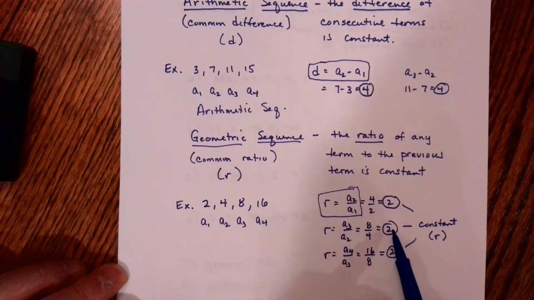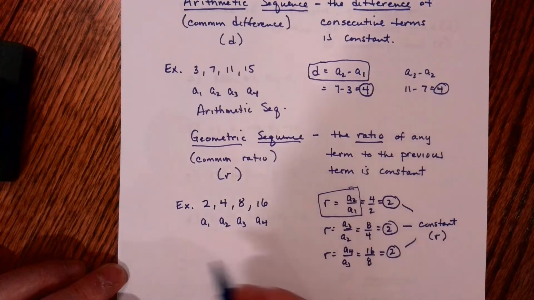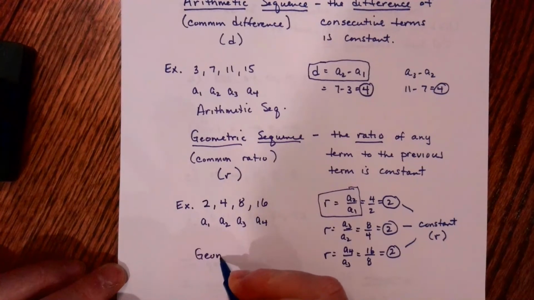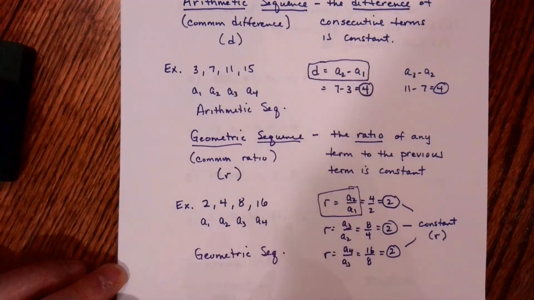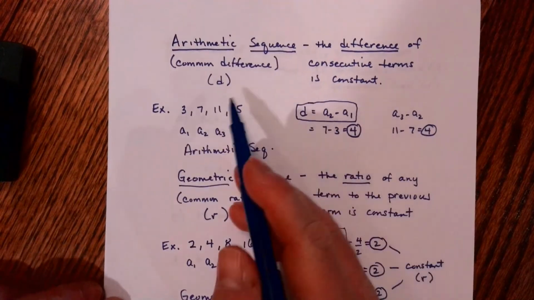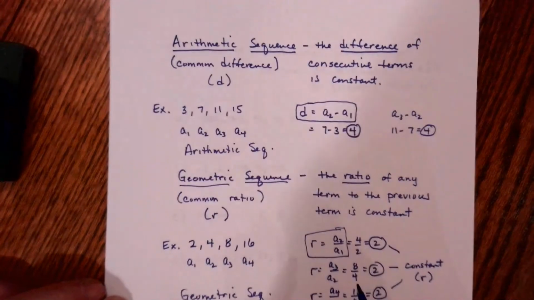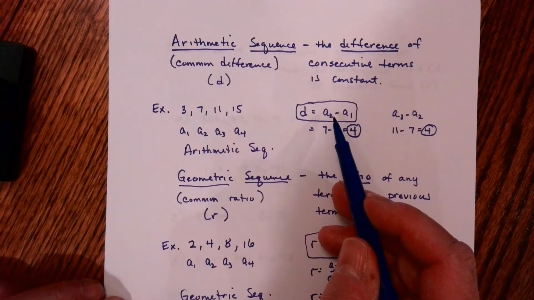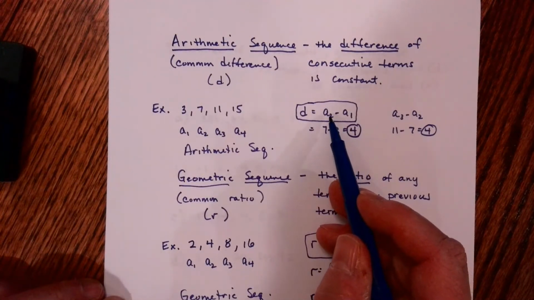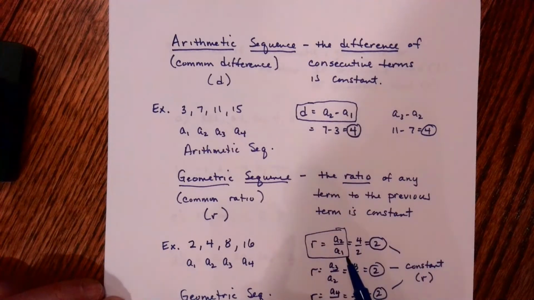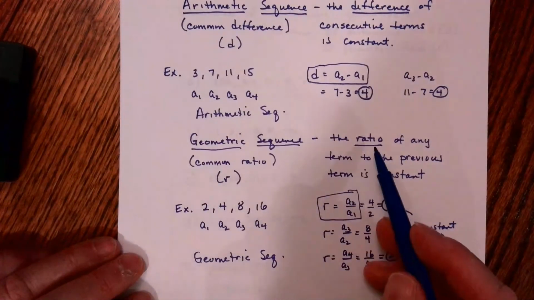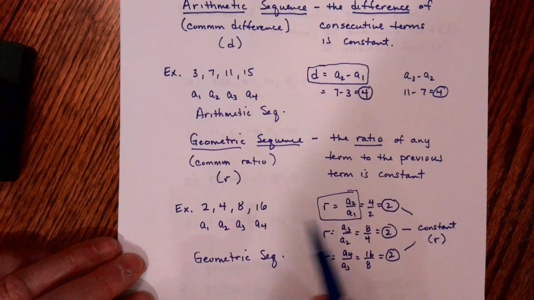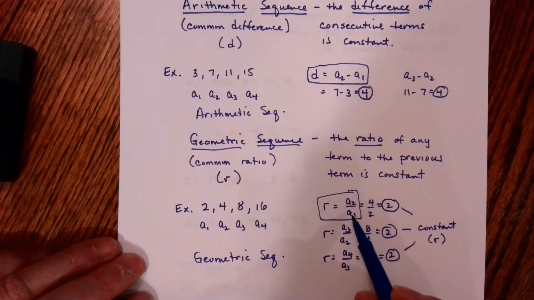Since my ratio is constant for all of my terms, we can say that this is in fact a geometric sequence. So again, if it's arithmetic, it has a common difference. We want to make sure our formula is accurate, meaning we want our second term minus our first term. And if it is a geometric sequence, then it has a common ratio. And when we calculate that, we want our second term divided by our first term.